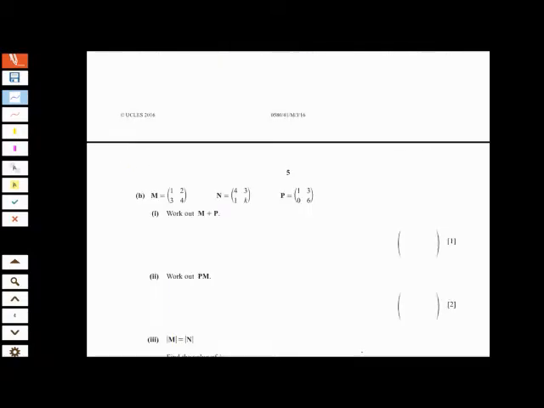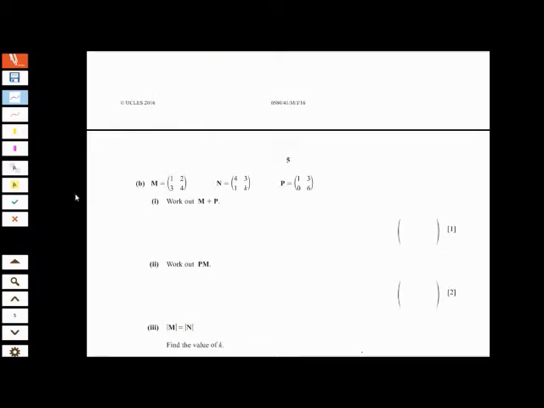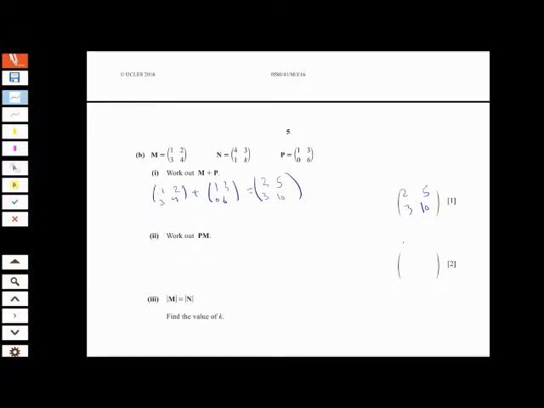Alright. Now matrices. Work out M plus P. M is (1, 2; ...), plus P, which is (1, 3; 0, 6). Equals 1 plus 1, 2. 2 plus 3, 5. 3 plus 0, 3. 4 plus 6, 10. These are basically free marks, so make sure that you don't make a mistake in these ones.